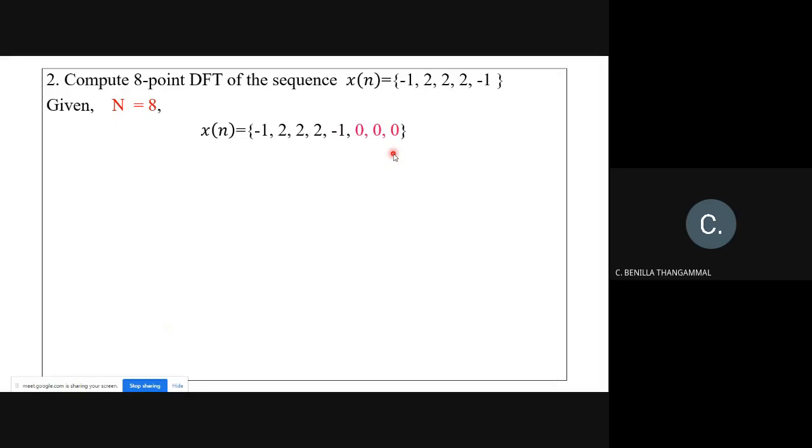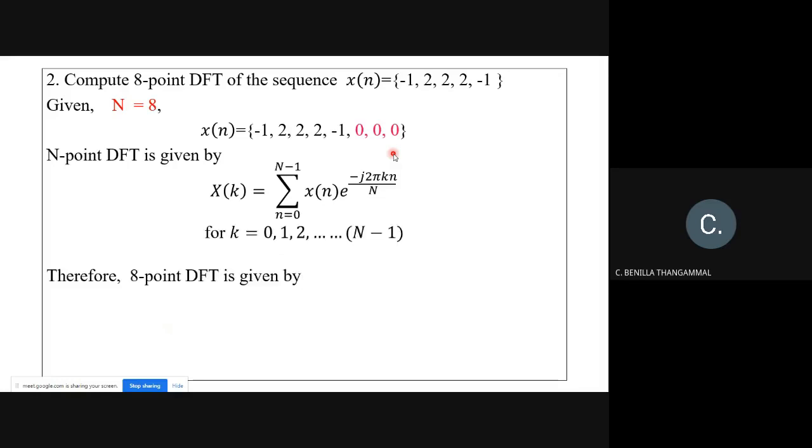That's your zero padding. Right, so with this one, I'll be writing your formula here for N-point DFT. And then for 8-point DFT, I replace my N as 8 here, right? So this N minus 1 becomes 7. And here I have made it as 8. Your k value is from 0 to 7.